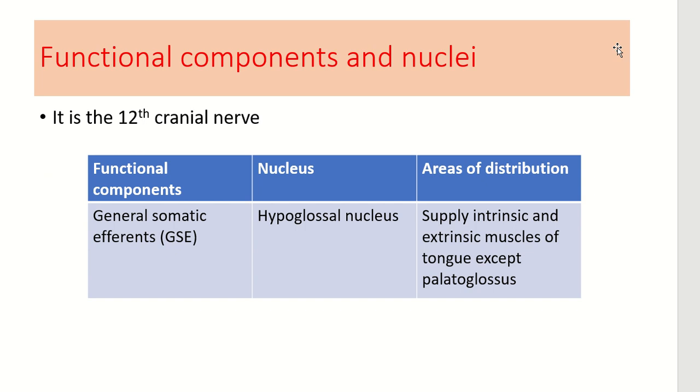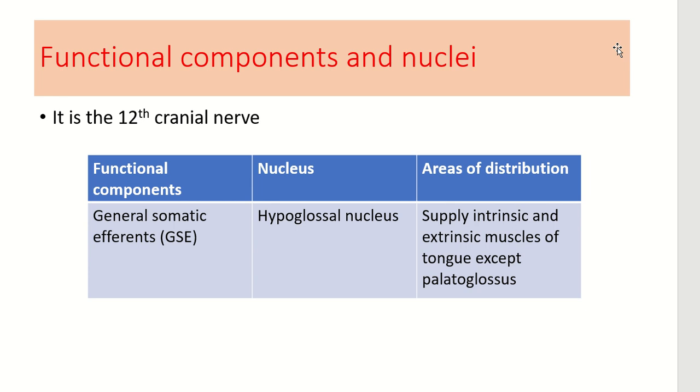As you know, the hypoglossal nerve is the 12th cranial nerve and it has a single functional component, that is, it is carrying the general somatic efferent fibers. Usually these fibers supply the skeletal muscles which are derived from the somites. Here these fibers are coming from the hypoglossal nucleus, which is located in the medulla, and it is supplying all the intrinsic and extrinsic muscles of the tongue except palatoglossus, which will be supplied by the cranial part of the accessory nerve.